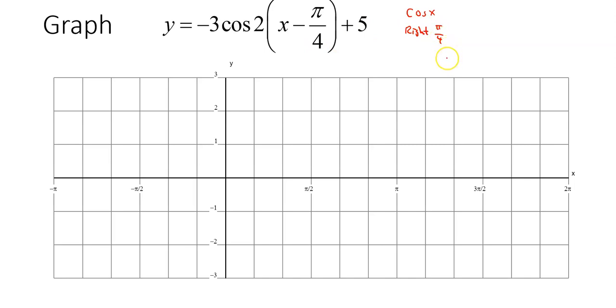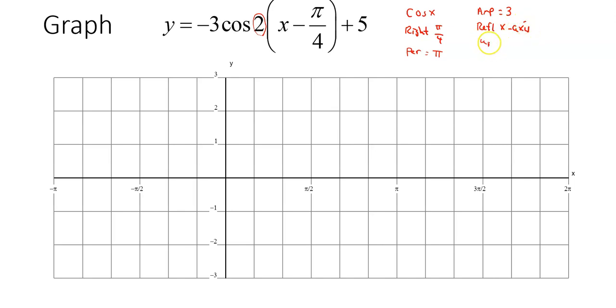Then I'm going to realize that the period changes. So this tells me I can fit two cosine graphs from 0 to 2 pi. Another way of saying it is I can fit one cosine graph from 0 to pi. And then the other thing that's going to change is the amplitude, right? So the amplitude is now going to be 3. It's going to reflect across the x-axis. That's what the negative sign tells me.